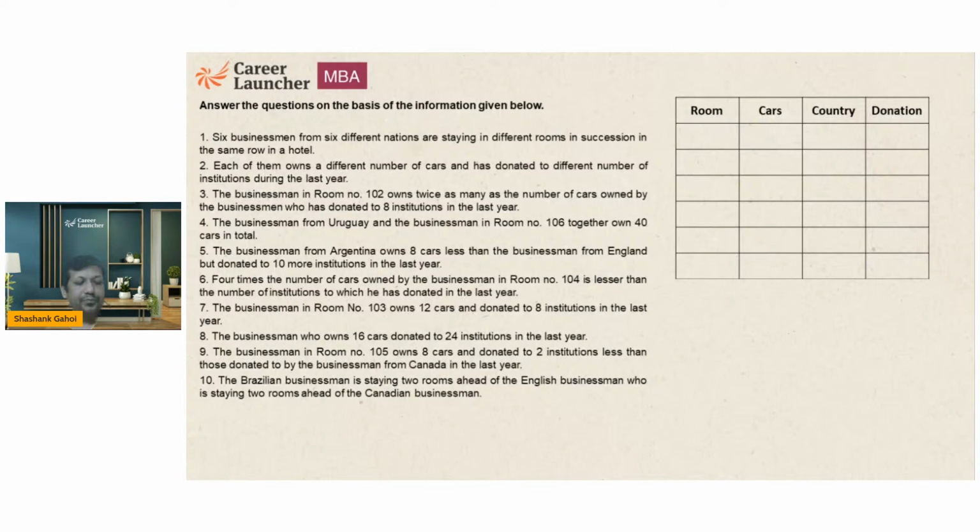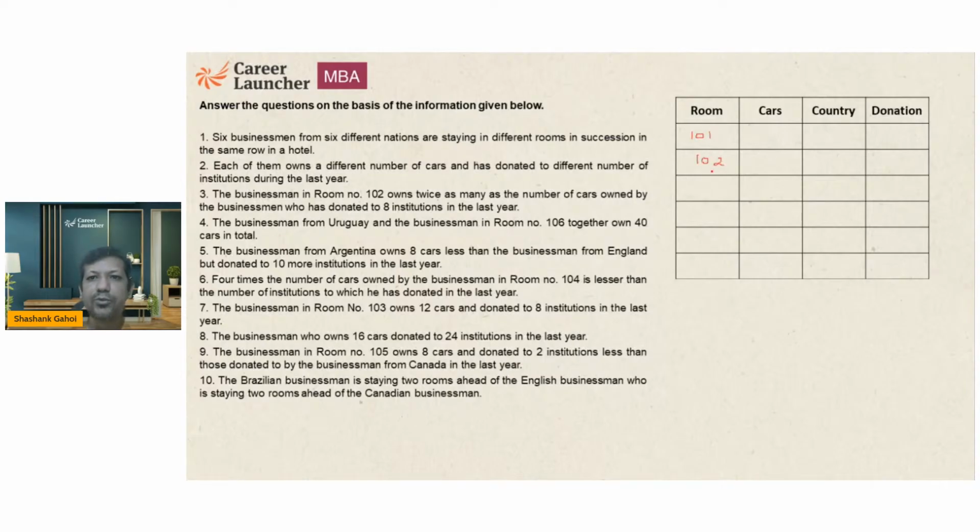So whenever you solve a data set, always read the questions first so that you get a gist of it, and you don't need to make a lot of cases. There are going to be a lot of cases that you can eliminate solely on the basis of questions and options. Okay. The 6 businessmen, I know there are going to be different rooms, 101, 102.